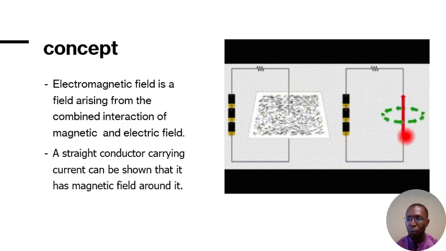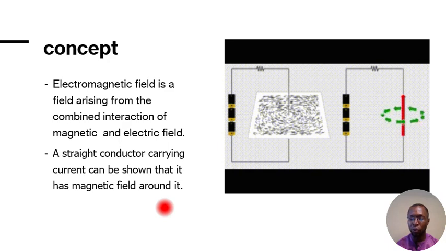So this arrow here points to the direction of the flow of current coming from the source of electricity like the battery here. So that red arrow shows the direction of the current. Now the green arrows moving around show the direction of the magnetic field. So the combination of the electric current that produces the electric field is called the electromagnetic field.